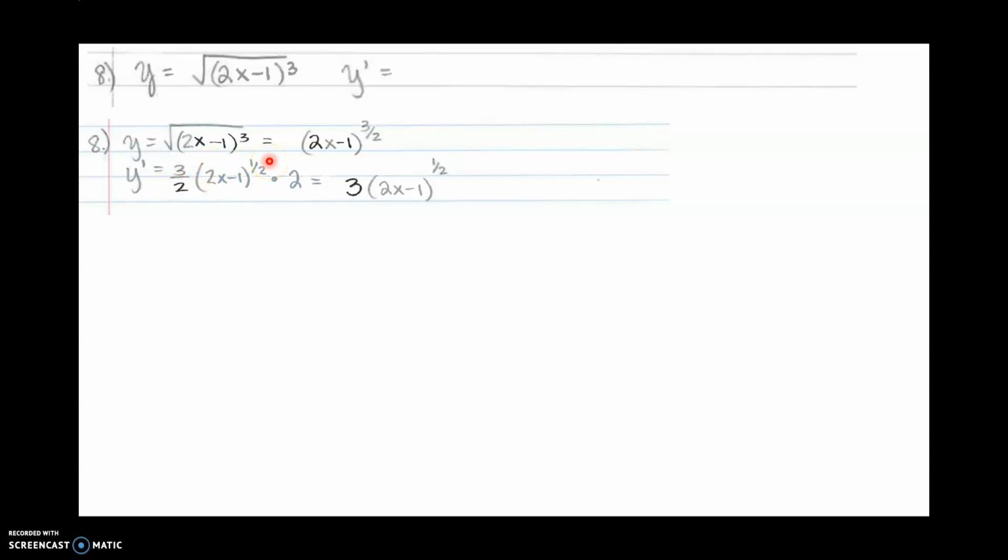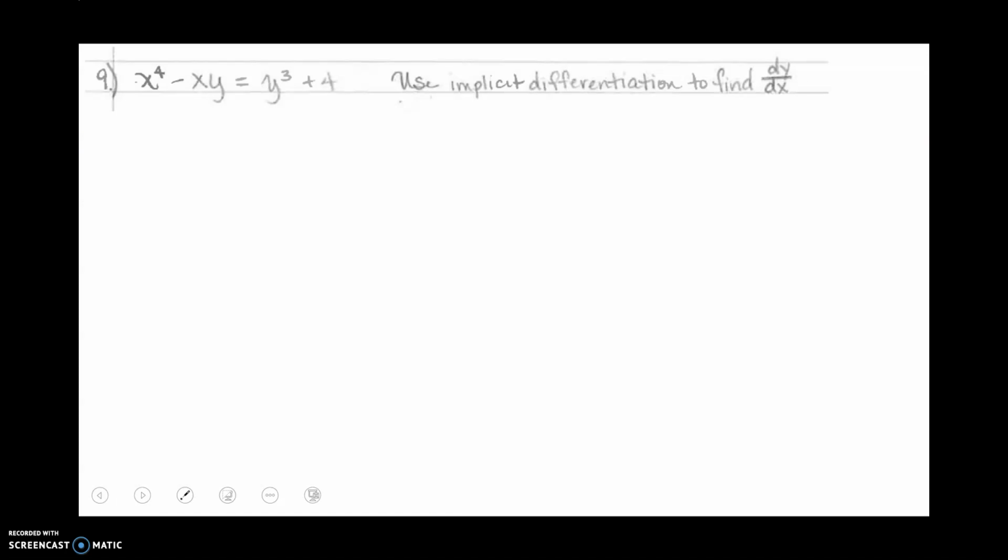That's the derivative of the outside. Then I need to take the derivative of the inside. Derivative of 2x minus 1 would be 2. So if I take 3 halves times 2, that's just going to give me 3. And you can write this as 2x minus 1 to the 1 half, or you can rewrite it as a radical, and it would be the square root of 2x minus 1 times that 3. Either way you write that is fine.